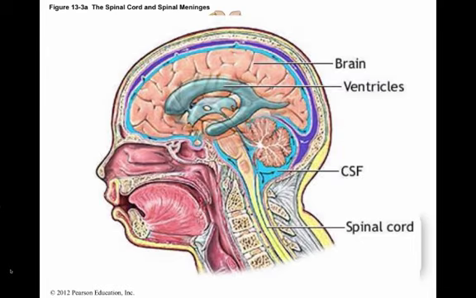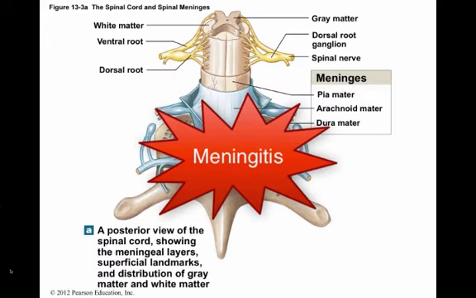At the foramen magnum of the spine, the spinal meninges are continuous with the cranial meninges which surround the brain. A bacterial, viral, or fungal infection can cause meningitis, or inflammation of the membranes of the meninges.